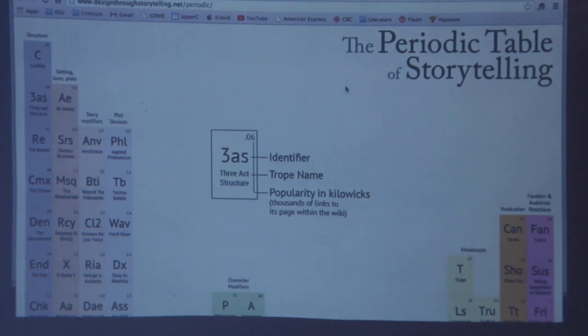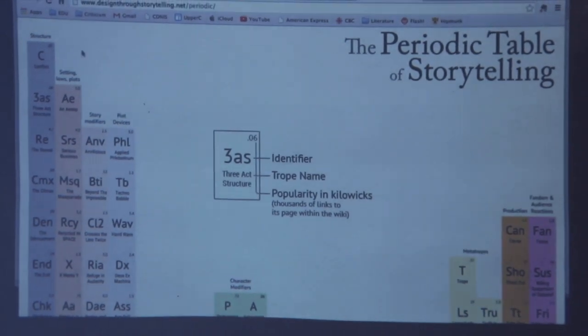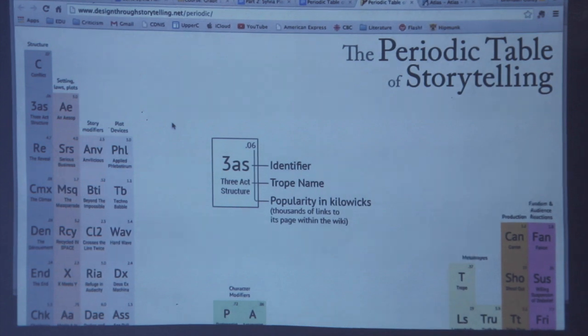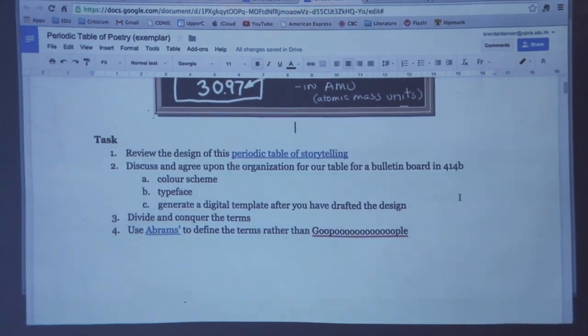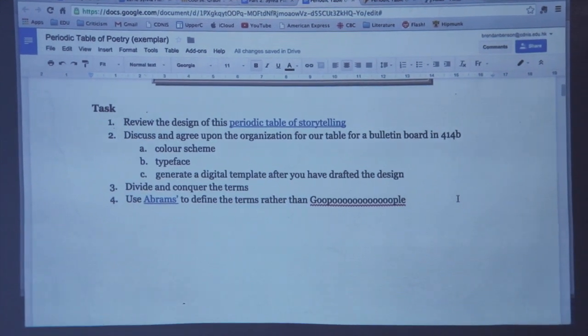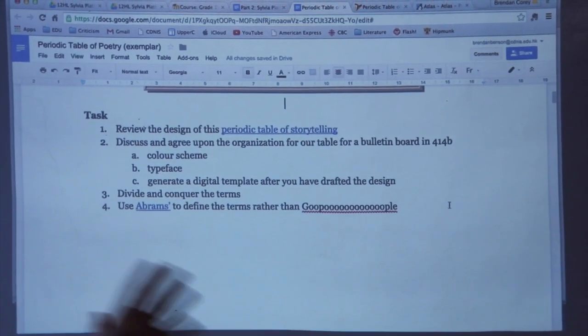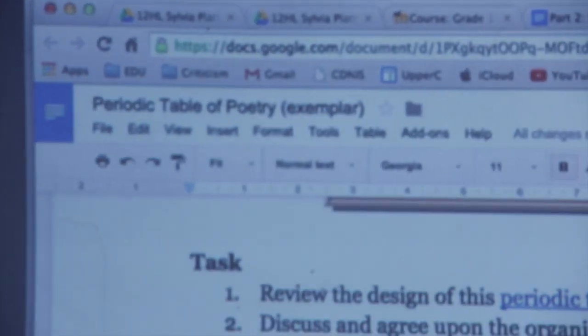Precisely. The periodic table of poetry is rather simple, and I took the idea from an online page called Design Through Storytelling, called the Periodic Table of Storytelling. So the students have an exemplar to work from, where it breaks down the elements, the groups by structure, setting, story modifiers, plot. So they get that structuralist, formalist application to genre and plot in storytelling, and then they extrapolate that to the use of poetic devices in poetry. Precisely, and that's all I leave them with, is this term poetic devices. And how do we group poetic devices conceptually?